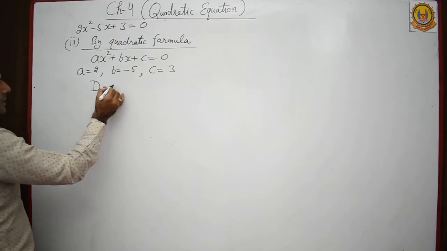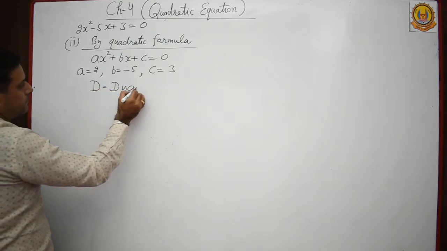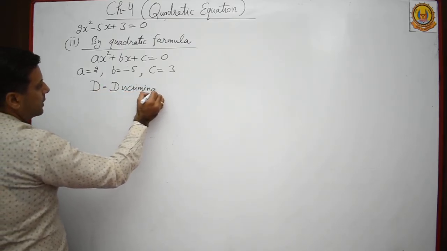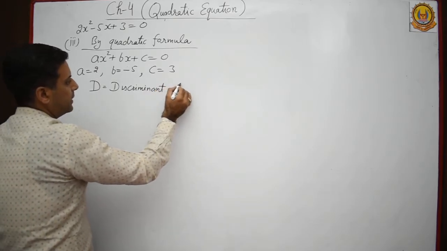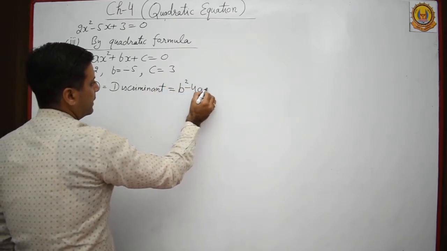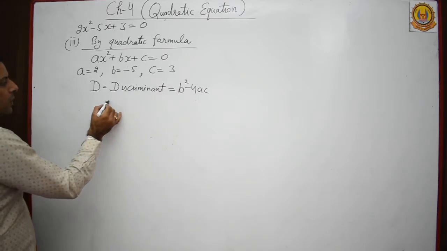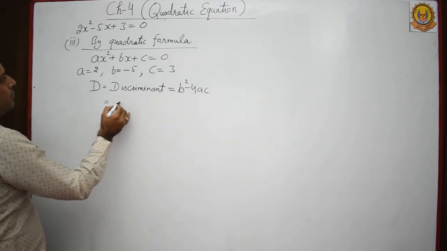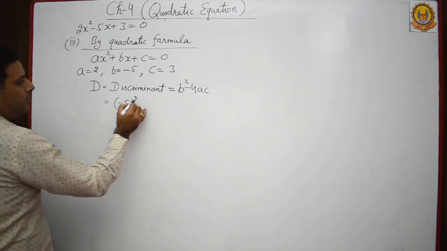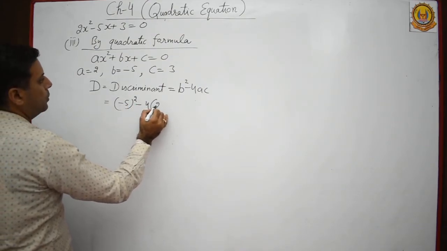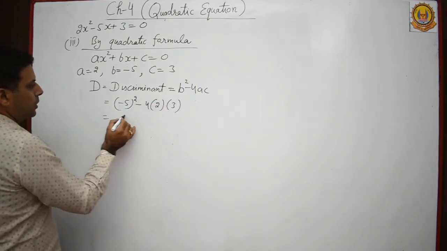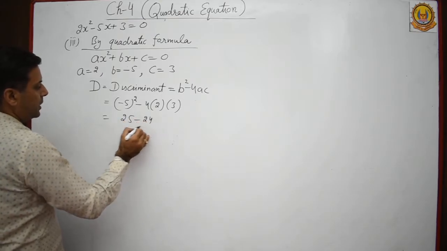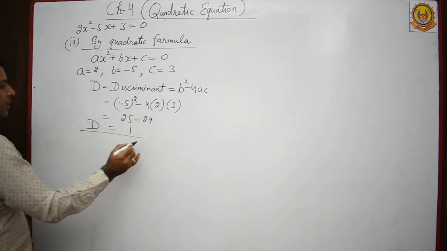After that you have to find out D. D means discriminant, and its formula is b square minus 4ac. So put the values of b, a and c. That is minus 5 whole square, minus 4 into 2 into 3. So 25 minus 24 is equal to 1. So the value of D is equal to 1.